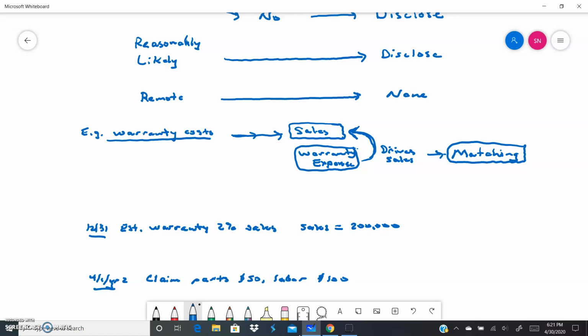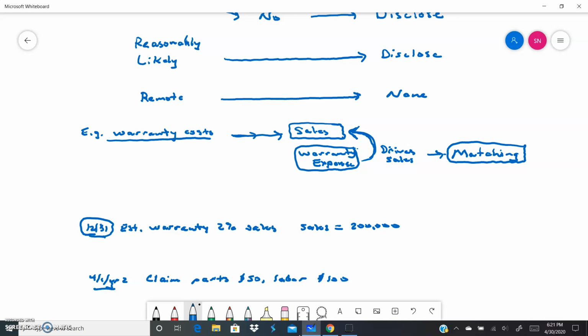Okay, so if we're going to have a sale, we better have warranty expense, because warranty expense is what helped to drive that sale. Without the warranty, we wouldn't have had a sale. And so if we're going to have a sale, we better recognize the cost of generating that sale. Then one of the costs was the claims that we're going to experience from the warranties that we offered when we made that sale. So let's look at an example of what we're going to do.